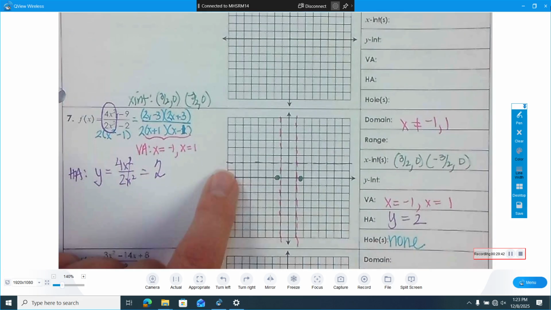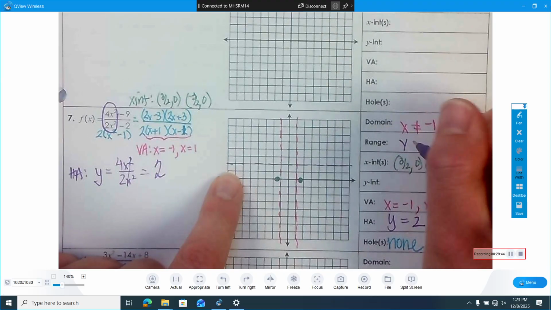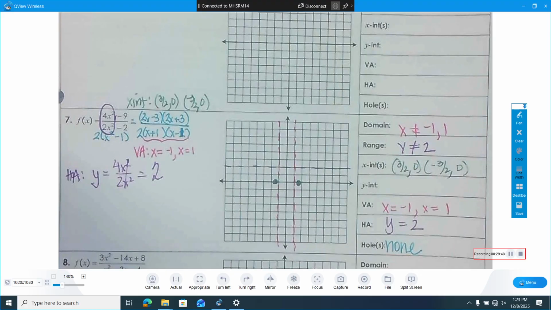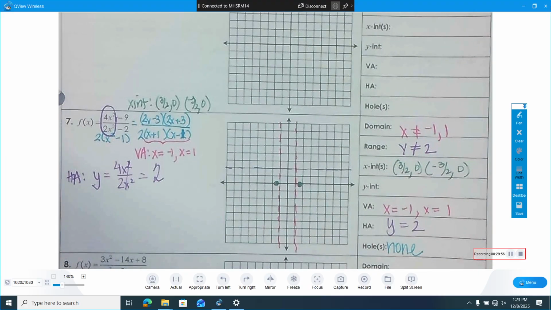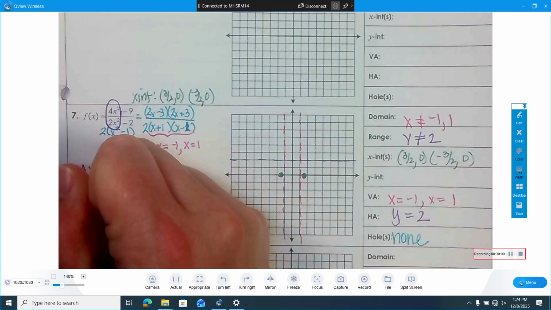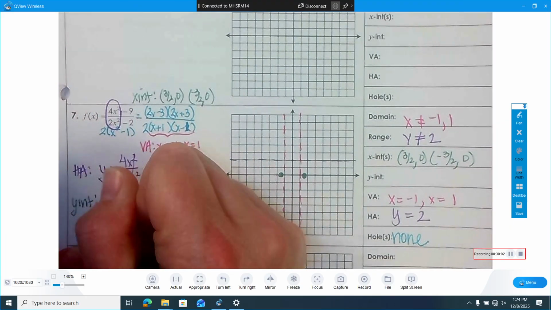And if I have a horizontal asymptote, that is something that my range is not allowed to equal. So they sort of go together, along with the holes. All right, let's see. I'm also missing my y-intercept. How do we find a y-intercept? Plug in 0 for x. Yeah, so f of 0.